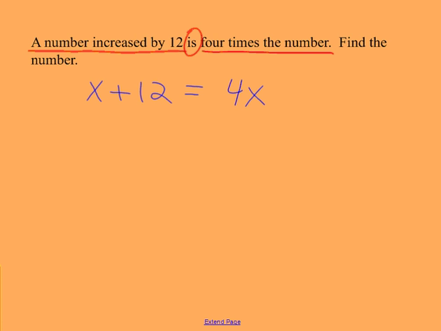Now we have to find the number, which means solve for x. So in this case, we need to get our x's on the same side of the equation. So I'm going to subtract x from both sides. I'm going to get 12 equals 3x. And now we divide both sides by 3. X equals 4.